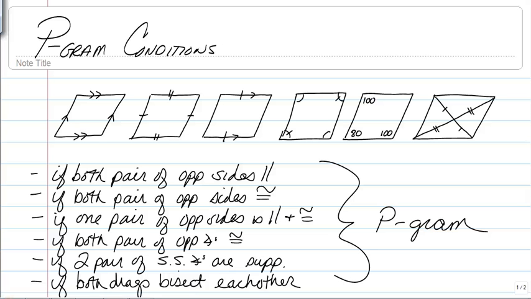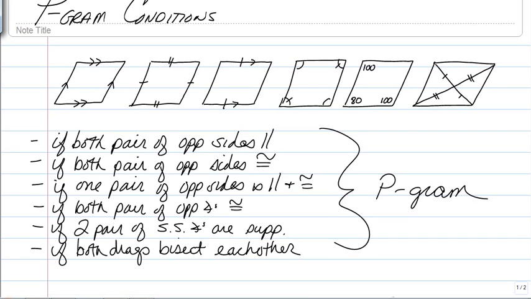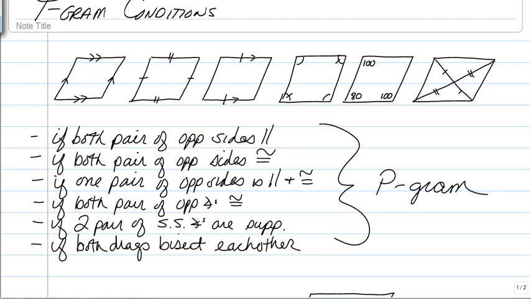Here we go. We have parallelogram conditions today. So basically, you have different conditions that will make a parallelogram. A lot of the properties you already know. If both pairs of opposite sides are parallel, obviously that is the definition of a parallelogram. If both pairs of opposite sides are congruent, there's also another one.